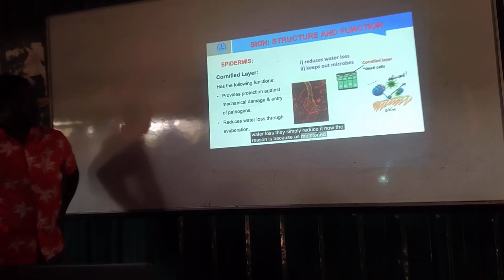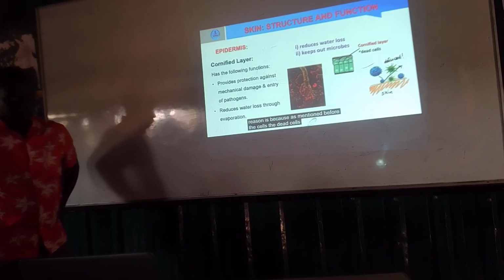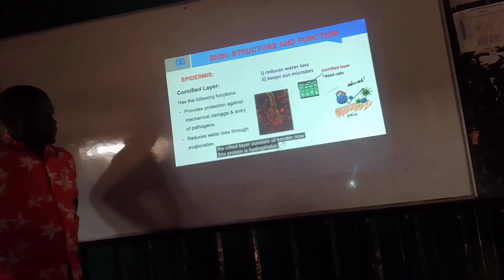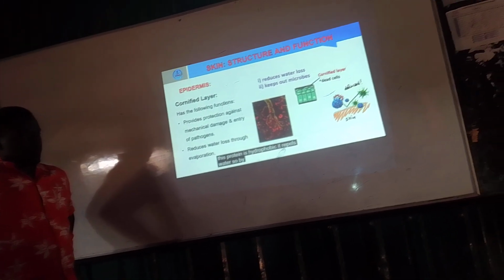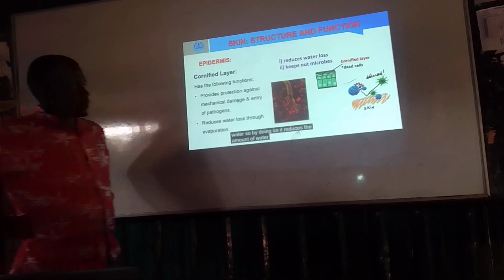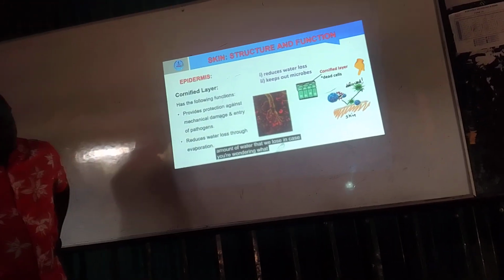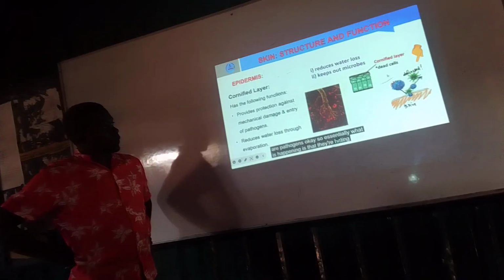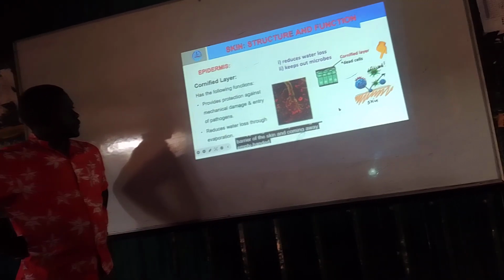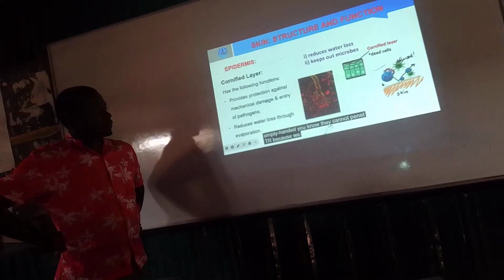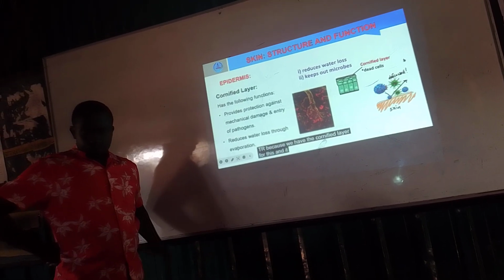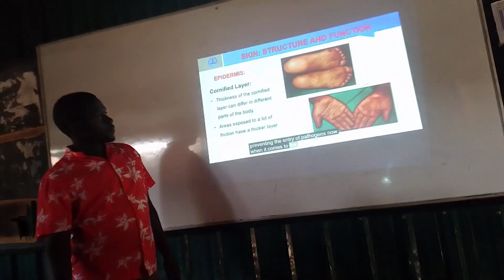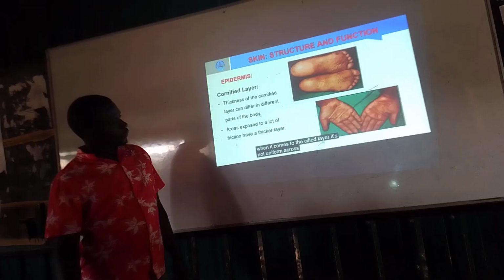The reason is, as mentioned before, the dead cells that make up the conified layer consist of keratin. This protein is hydrophobic, it repels water. By doing so, it reduces the amount of water that we lose. In case you're wondering what pathogens are, essentially they hit the barrier of the skin and come away empty-handed. They cannot penetrate because the conified layer acts as a barrier preventing the entry of pathogens.